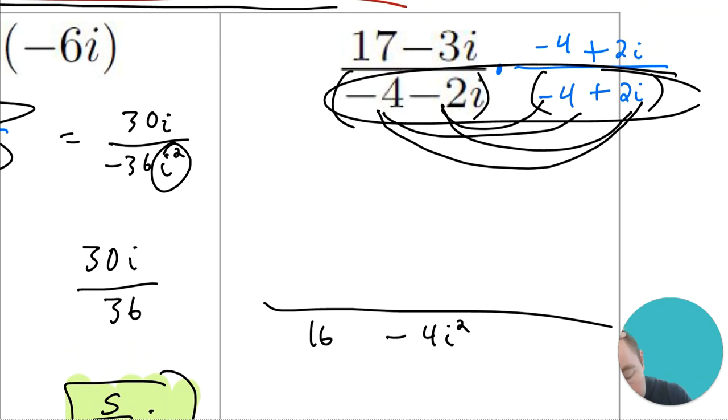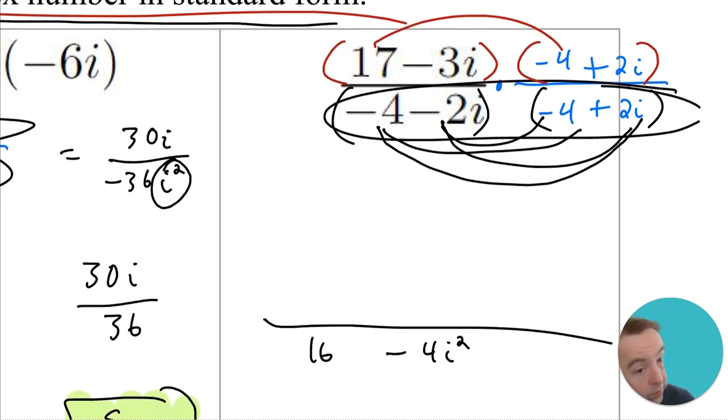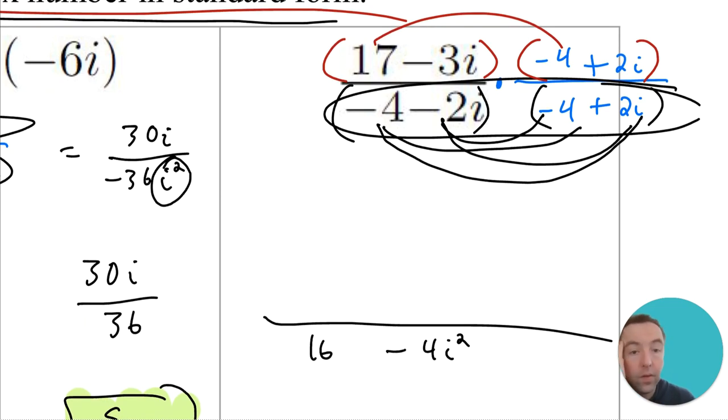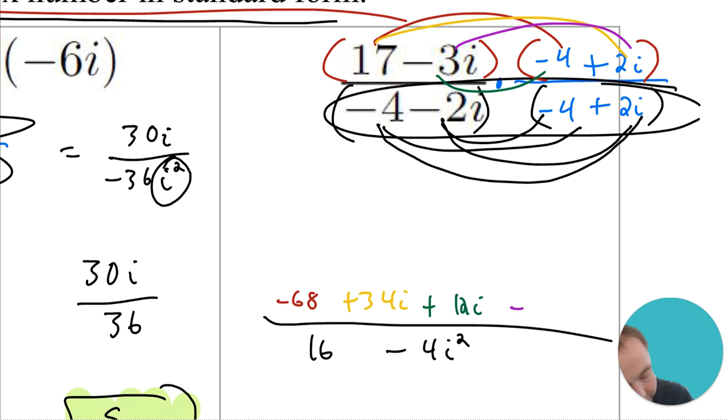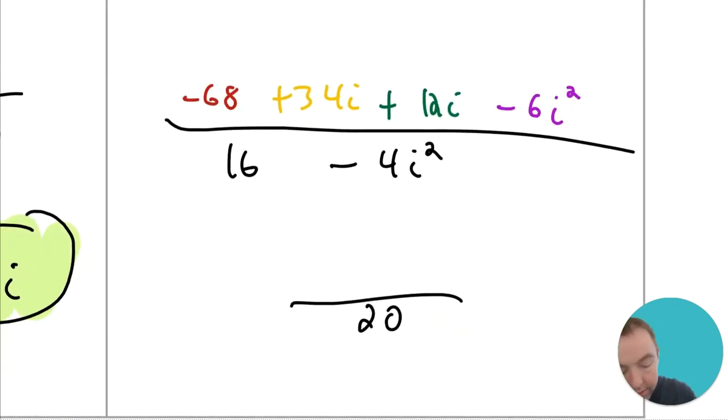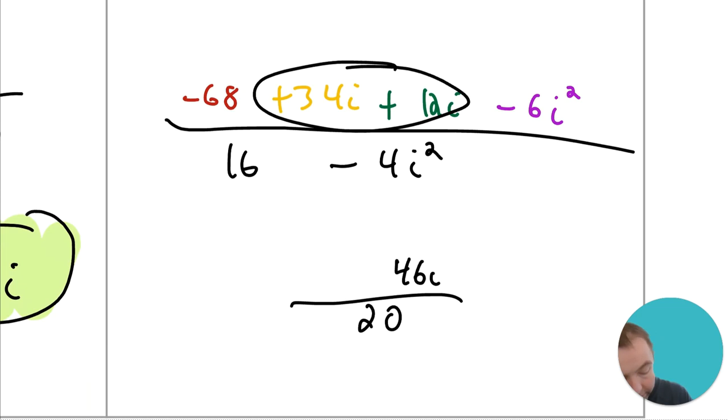So it's the top part where you are going to have stuff most of the time that has 4 terms, right? So 17 times negative 4 is negative 68. 17 times 2i is plus 34i. Negative 3 times negative 4 is positive 12i. And then negative 3 times 2 is minus 6. i times i is i squared. Right? And then you'll just need to combine together the imaginaries. 34 plus 12 is 46i.